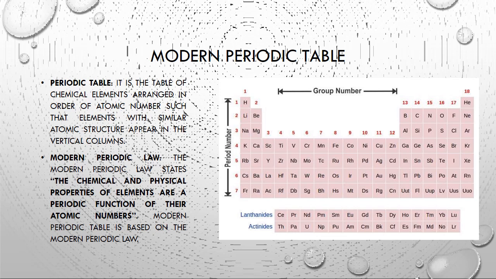Modern periodic law. The modern periodic law states the chemical and physical properties of elements are a periodic function of their atomic number, not molecular weight. This is the modern periodic law. The modern periodic table is based on modern periodic law.